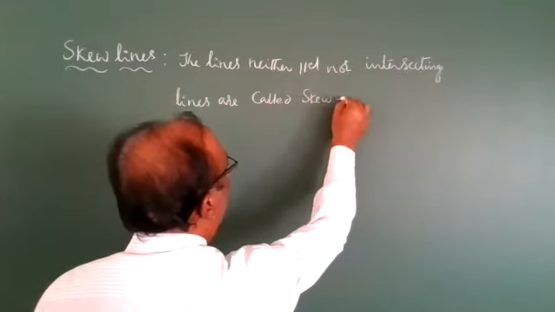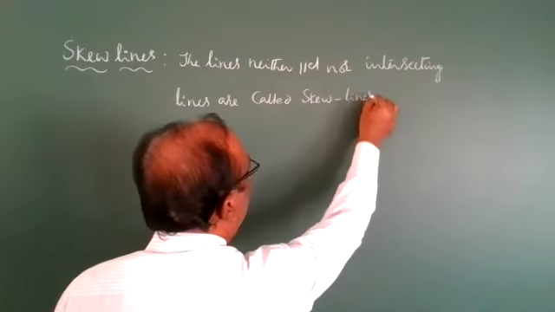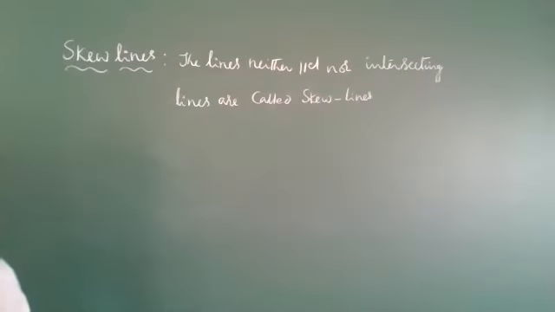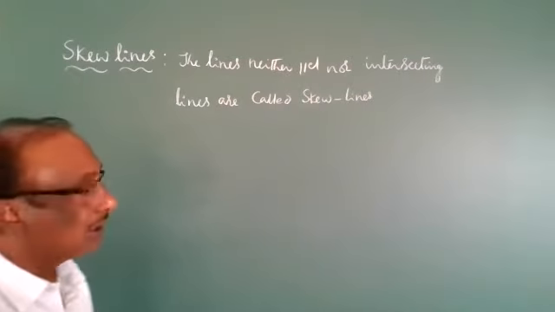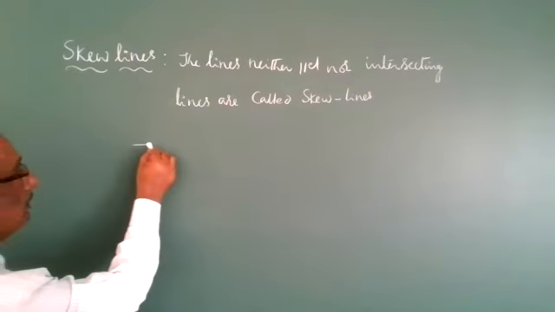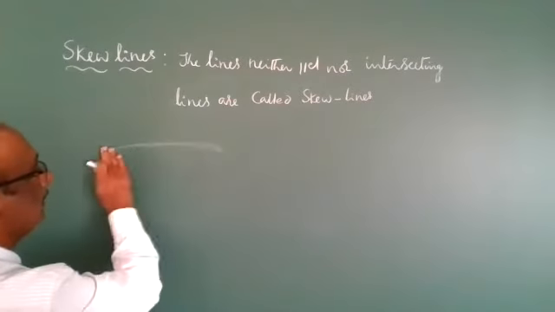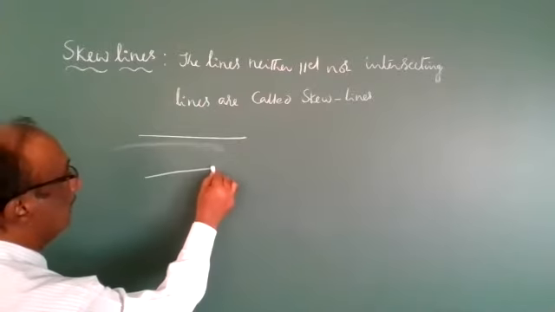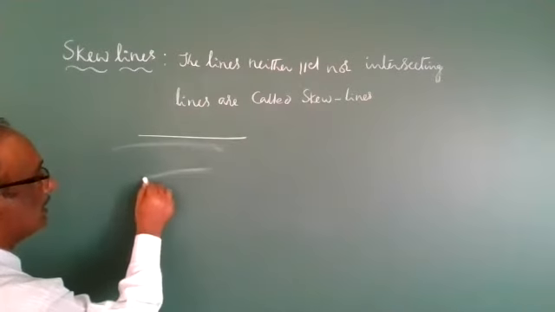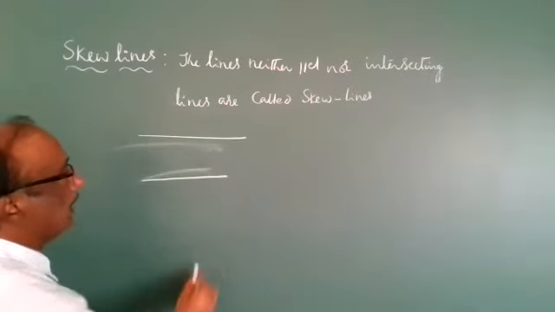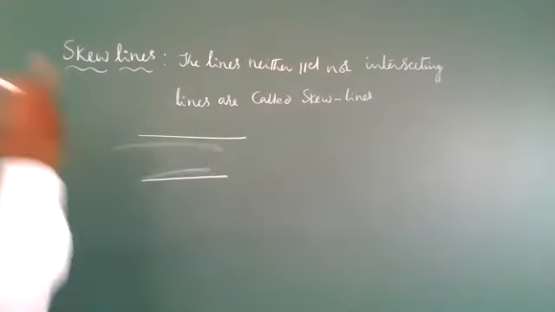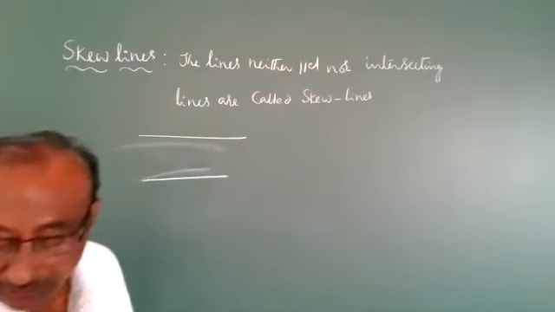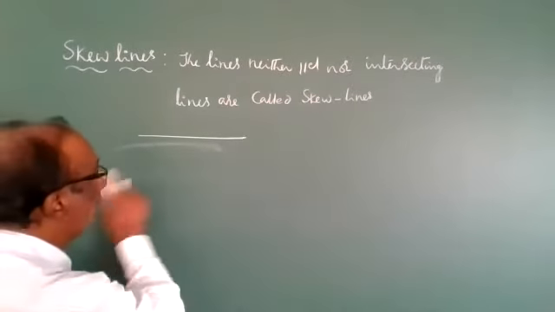Sir, how is that line drawn, sir? That is one more point: how we can draw that line. So now I am going to draw one line. See, this is one line. This is one more line. And these two lines are not intersecting. One more line. So they are intersecting at an infinite point. So I will see.